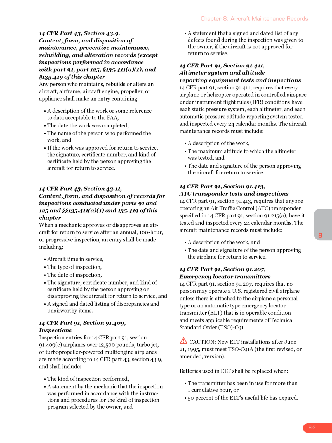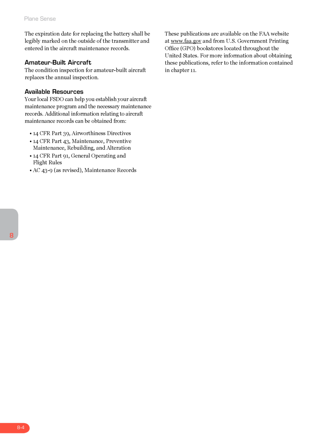Batteries used in ELTs shall be replaced when the transmitter has been in use for more than 1 cumulative hour, or 50% of the ELT's useful life has expired. The expiration date for replacing the battery shall be legibly marked on the outside of the transmitter and entered in the aircraft maintenance records. Amateur-built aircraft. The condition inspection for amateur-built aircraft replaces the annual inspection.